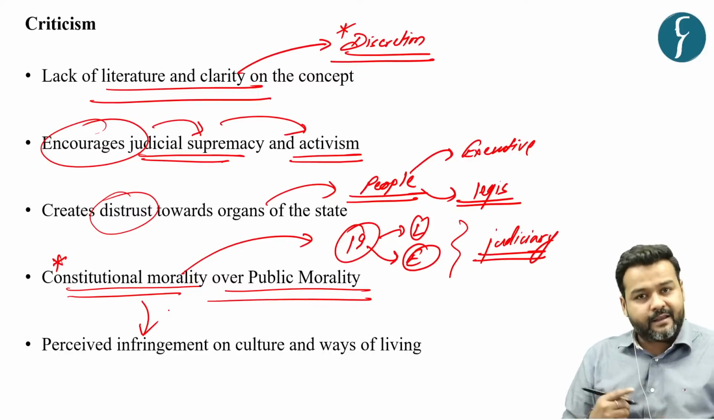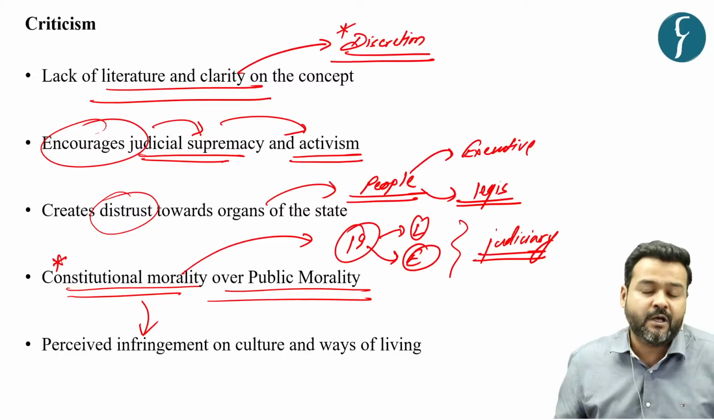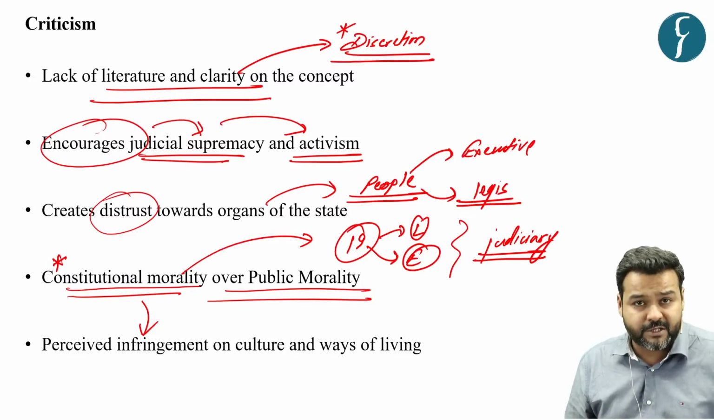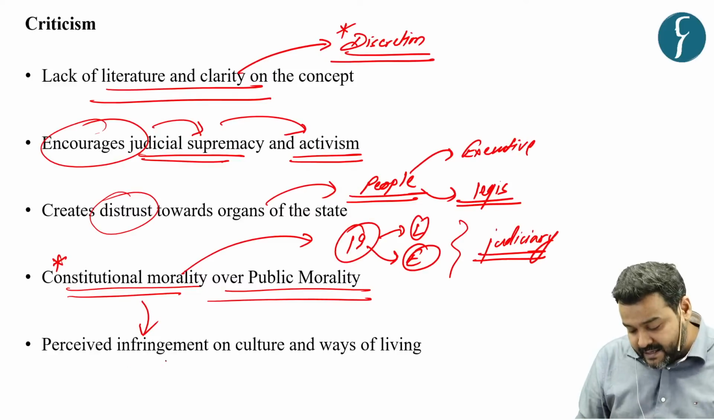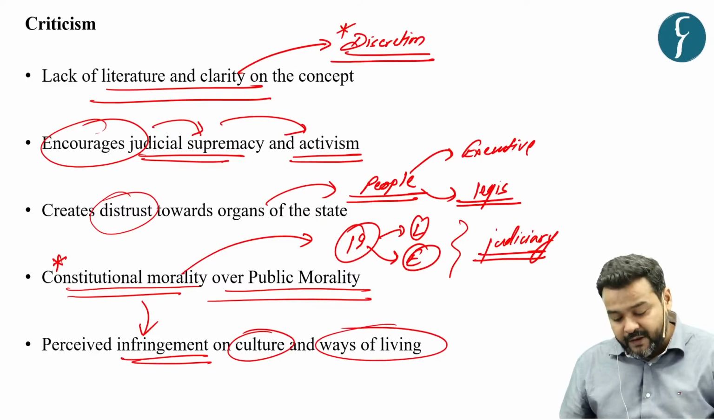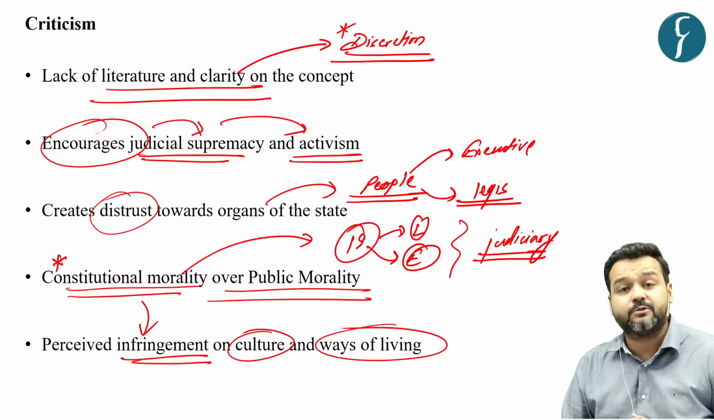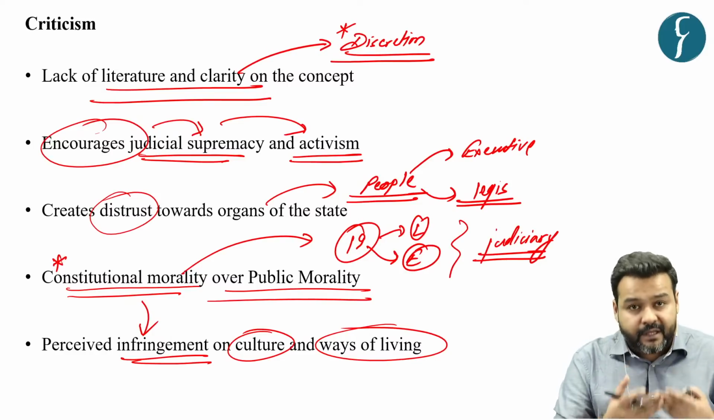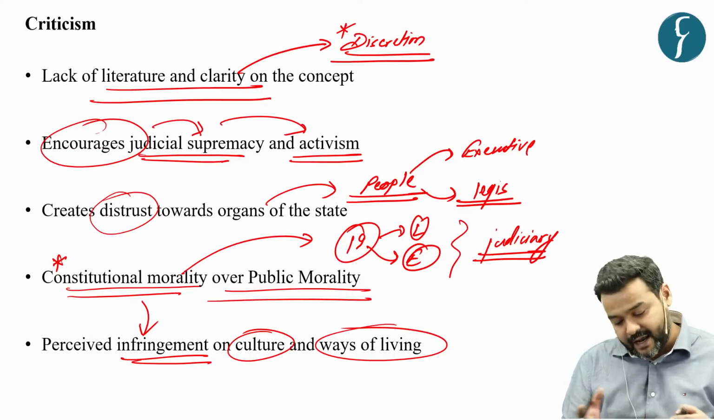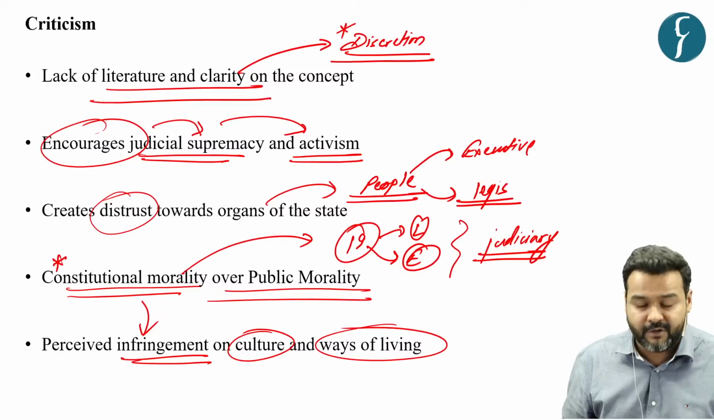Again and again, take the example of Sabarimala. After the judgment, there was a huge uproar from priests, the local communities, and several sections of the population, because they perceived it as an infringement on their culture and ways of living. So definitely when you consistently give primacy to constitutional morality, there would be disharmony in the society, there would be grudges in the society, because they are perceiving it as an infringement on their culture and ways of living.